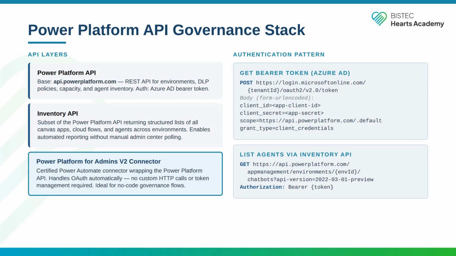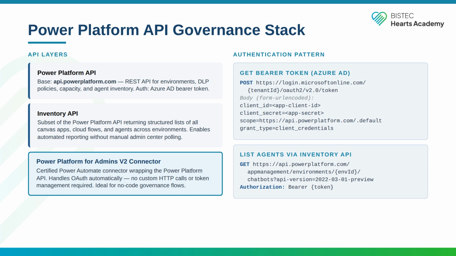The Power Platform API governance stack has 3 layers, each serving a different role in automated tenant administration. The base layer is the Power Platform API at api.powerplatform.com. This is the REST API that exposes environments, DLP policies, capacity data, and agent inventory to programmatic access. All calls require an Azure Active Directory bearer token obtained through a client credentials grant against the tenant's token endpoint.